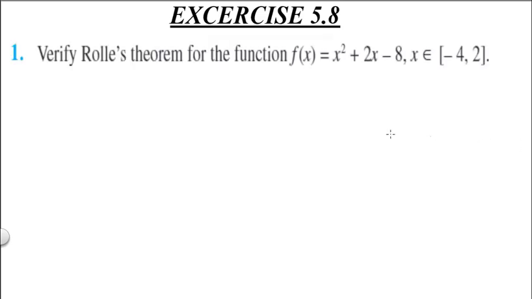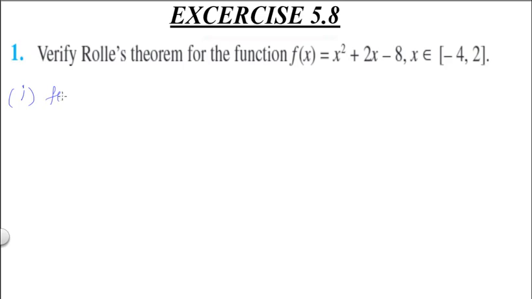So I'll just take exercise questions to explain how Rolle's theorem works. In question number 1, they are asking us to verify Rolle's theorem for the function x square plus 2x minus 8, where x belongs to which interval? Minus 4 comma 2. Now the first condition was that the function should be continuous. You see it is a polynomial function. All polynomial functions are continuous for all real values of x.